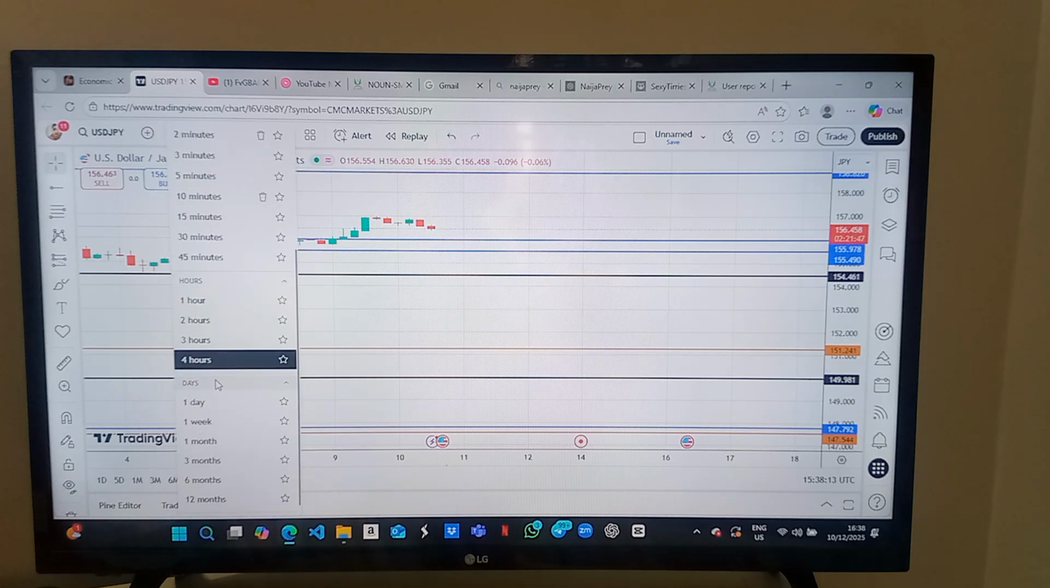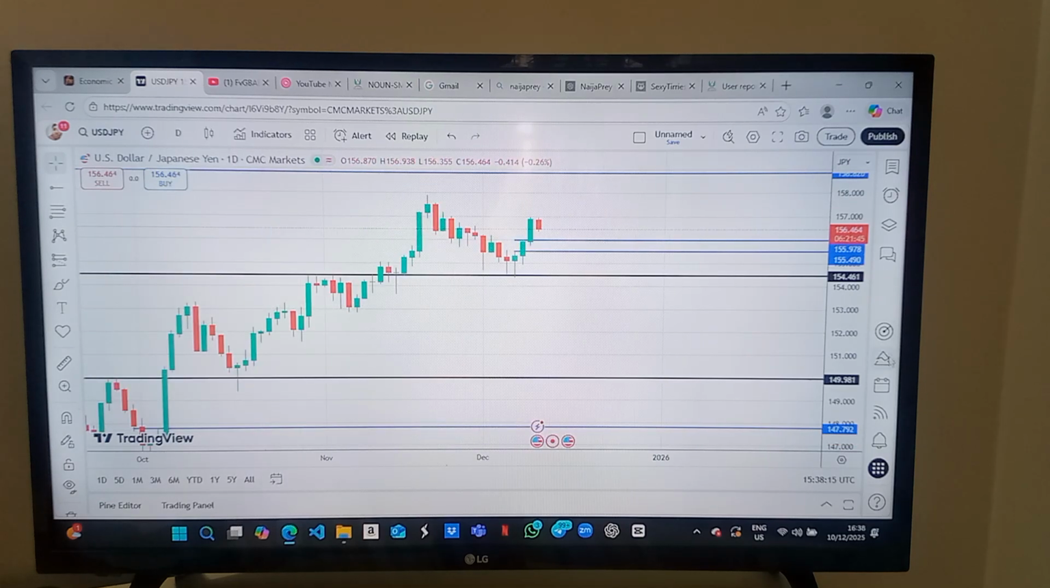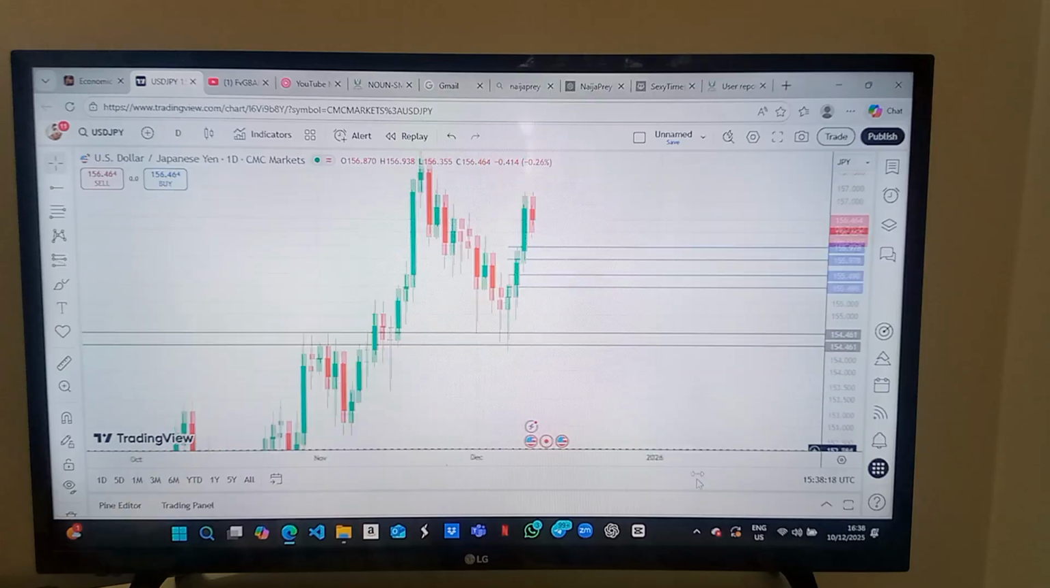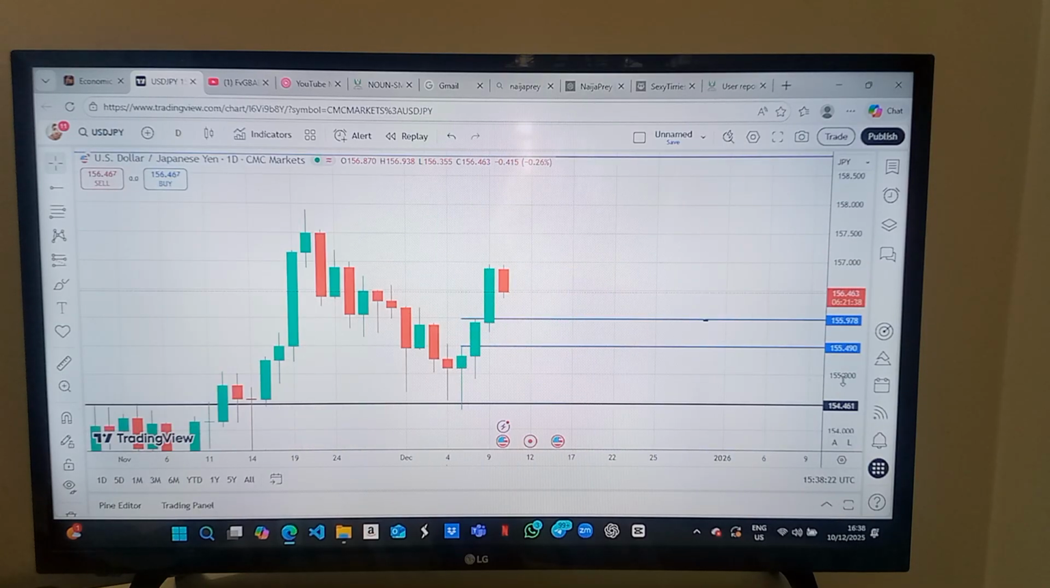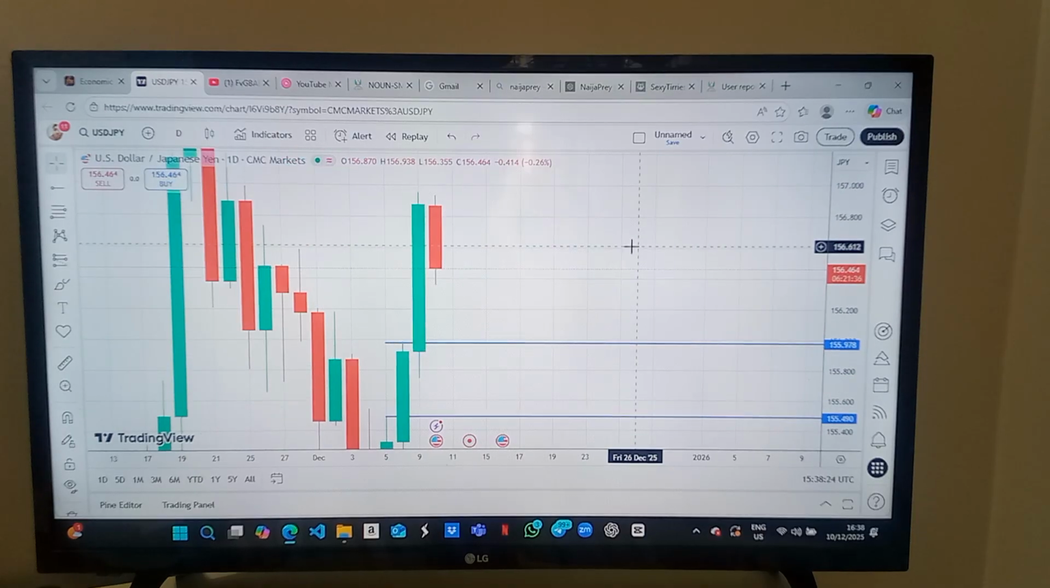Now let's come to our 1 day. This is the most recent fair value gap, and I'm presently trading it. I'm presently selling. You know why? Because the market created fair value gaps yesterday and the day before yesterday.